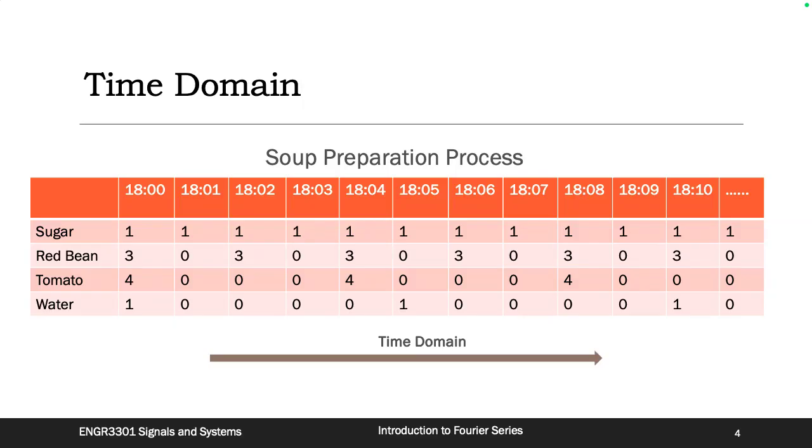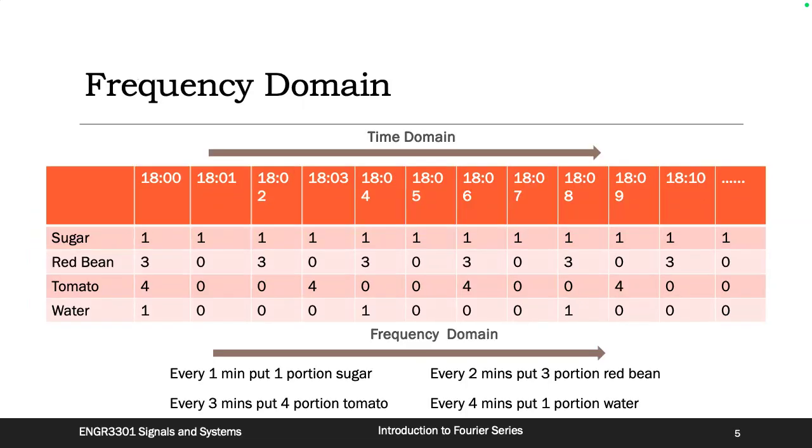Am I right? We can cook this soup after maybe 1 hour. If we need 1 hour to prepare this soup, which means after one hour we can get this soup. Am I right? Yeah, this is time domain. Okay, let's talk about the other one. Frequency domain.